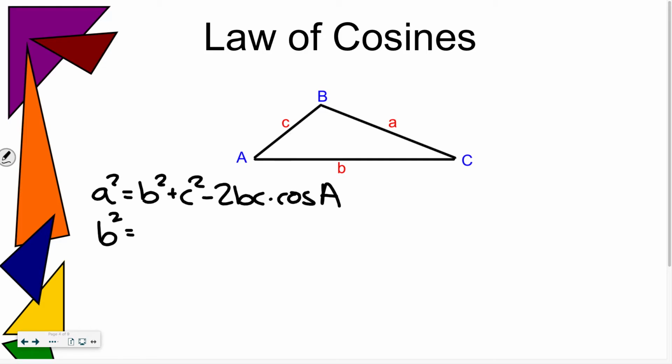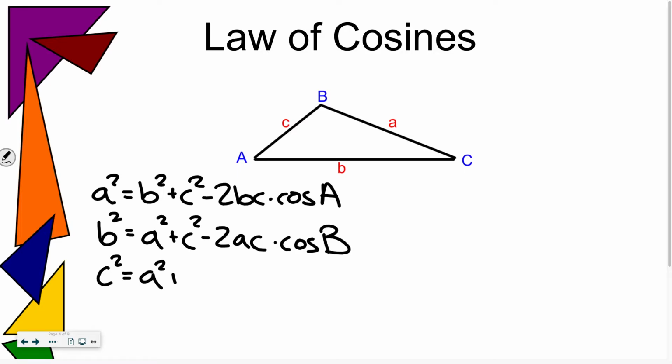If I change a out for b, so let's say I want to solve for b, then everywhere I see b on the other side, I'm going to write a. So this would be a squared plus c squared minus 2ac, and then instead of writing cosine a, I'll write cosine b. And of course we have one for c squared too.